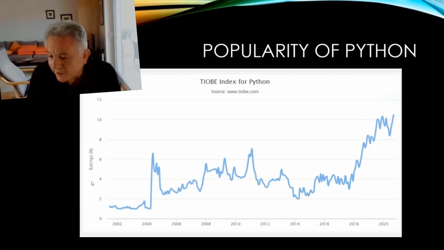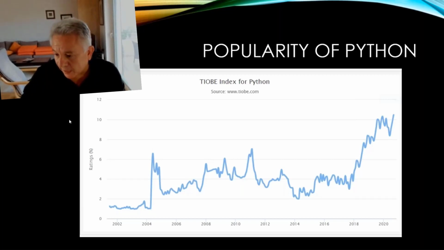Okay, obviously, you've seen this kind of picture before. This is the popularity index, the TIOBE index, for Python. What's kind of interesting is Python has been around for a long time, and its popularity went up and down, but the explosion happened in the last couple of years, really, in the last 3 years. Which is kind of amazing.